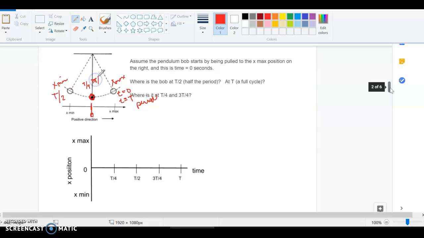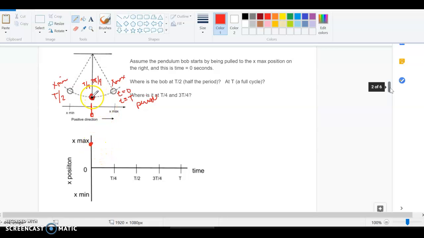Oop, 3T. I gotta figure out my Apple Pencil. This is not gonna work.